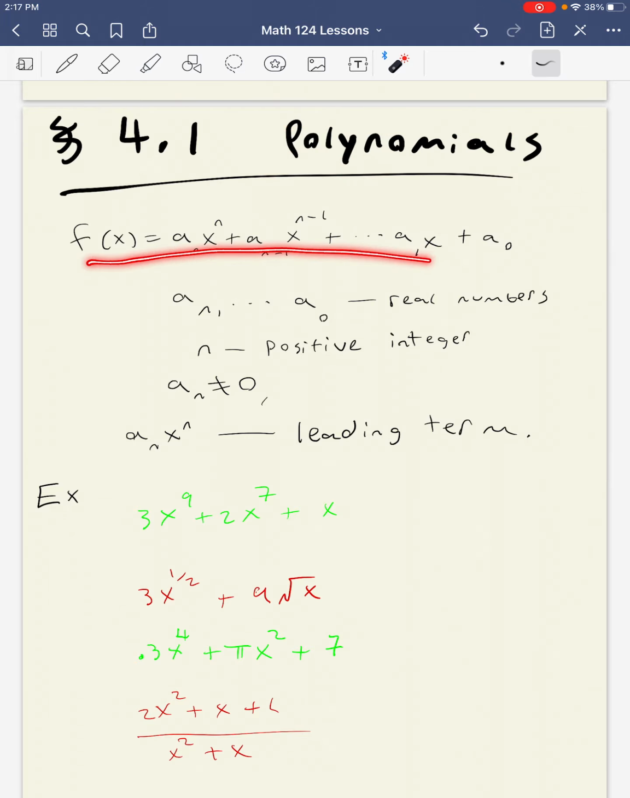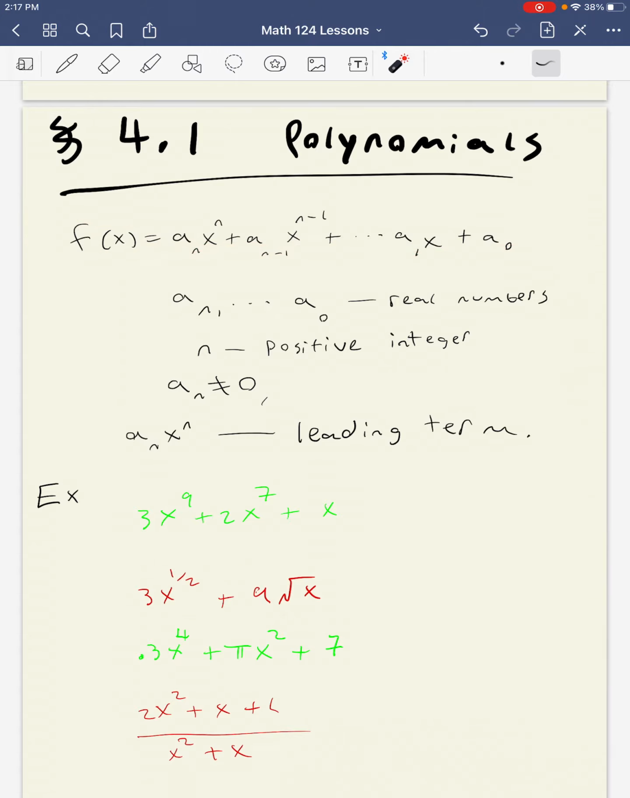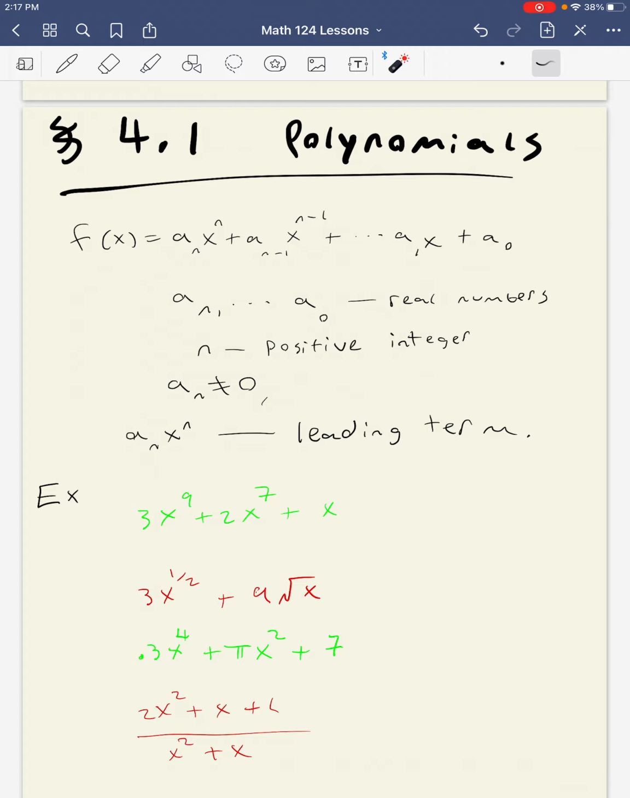So this is the general form of a polynomial, and it may look scary as a general form, but when we plug numbers into it, they are not that complicated. So it's just a number times x to the n plus another number times x to the n minus 1, and so on. And we request the first term be non-zero, but it's okay for some of the middle terms to be zero.